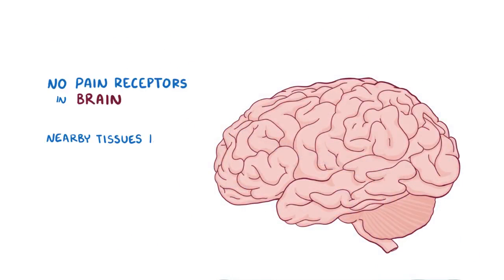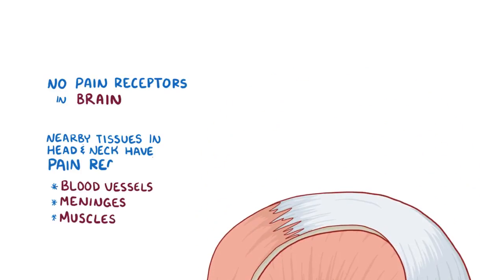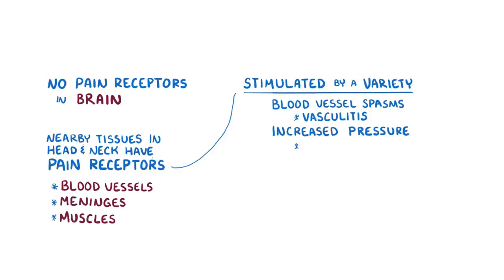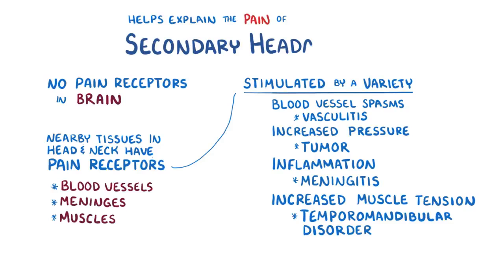The brain itself doesn't have pain receptors, but nearby tissues in the head and neck, like the blood vessels, meninges, and muscles, do. These pain receptors might be stimulated by a variety of things, such as blood vessel spasm, like in vasculitis, increased pressure, like from a tumor, inflammation, like in meningitis, or increased muscle tension, like in temporomandibular disorder. That helps explain the pain in secondary headaches.